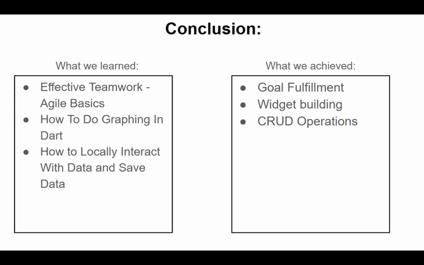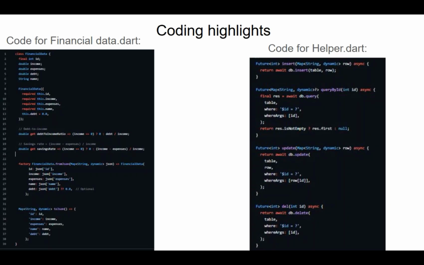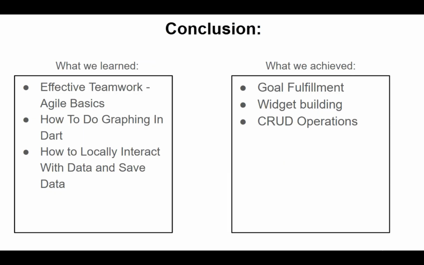This was mostly to Devin. We were able to use the calculations that we had in the finance chart Dart, and learn how to locally interact with the data in a data save. That's how we were able to access previous entries and have them placed on the bottom.